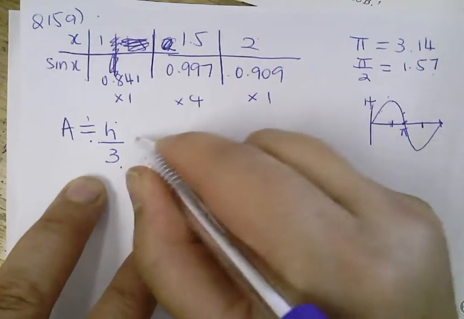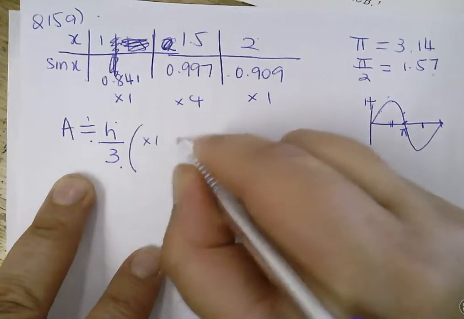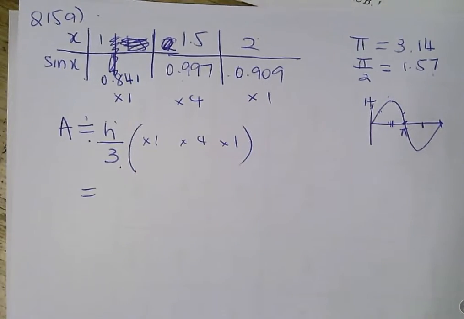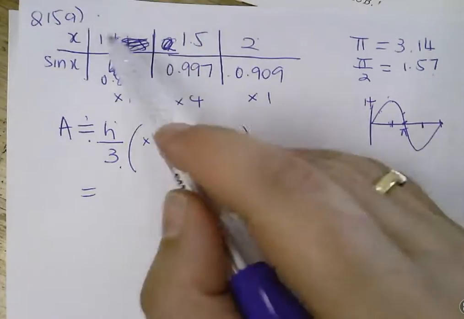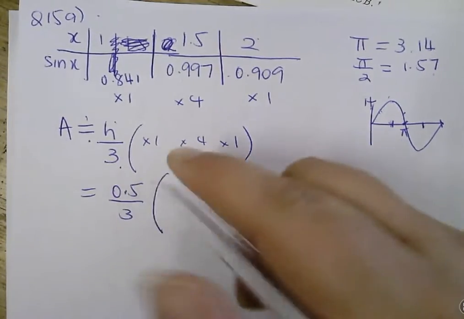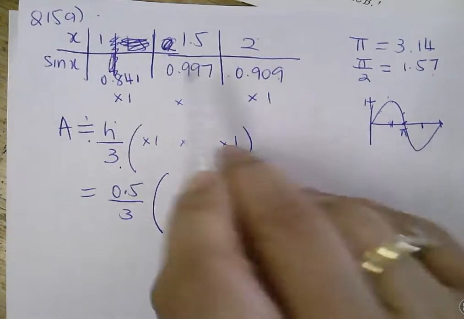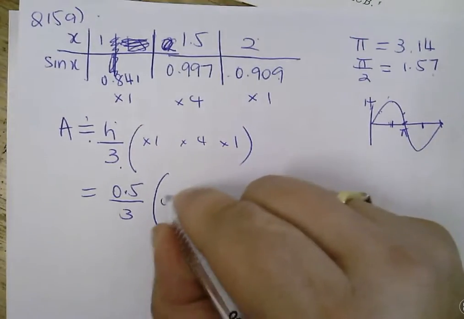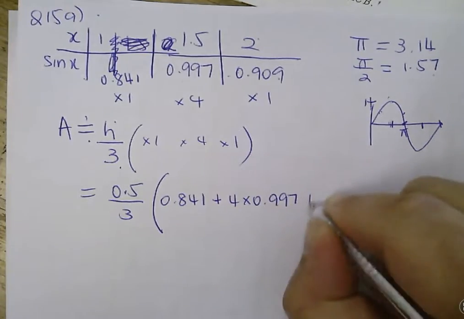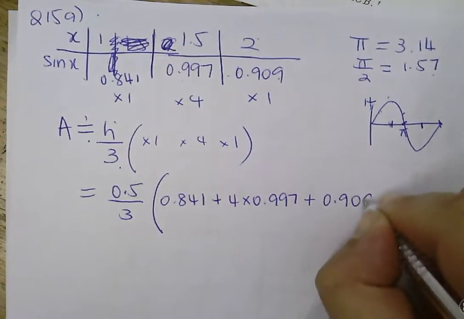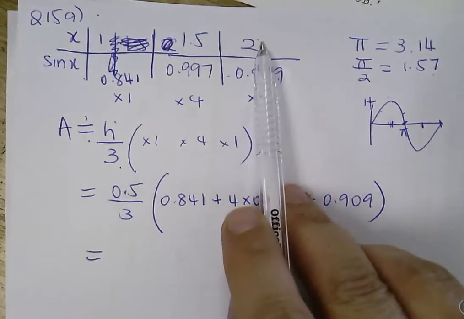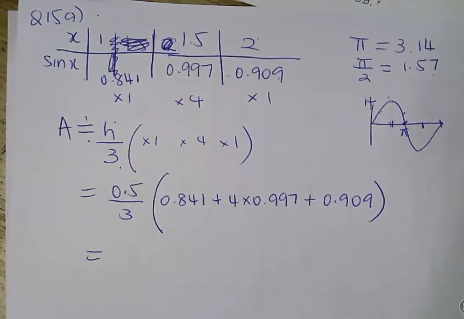So it's h on 3 and then the multiplier pattern. I'm just putting the multiplier pattern in there. What's your h? 0.5. Yeah, it's the difference between the x values. So it's 0.5 over 3, one of these, one of those, and 4 of the middle. So it's 0.841 plus 4 times 0.997 plus 1 times 0.909. And that's Simpson's rule. But if I had more values there, I'll do one with 5 values in a sec.